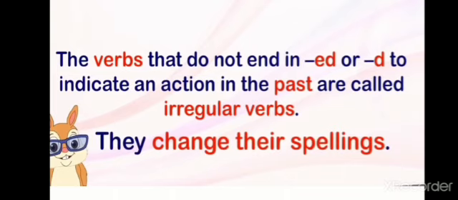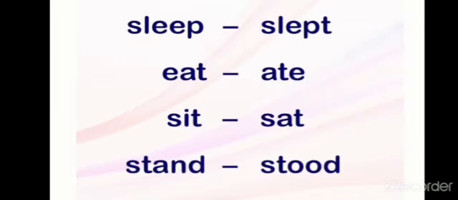The verbs that do not end in ed or d to indicate an action in the past are called irregular verbs. Irregular verbs change their spellings. For example, sleep, slept, eat, ate, sit, sat, stand, stood.